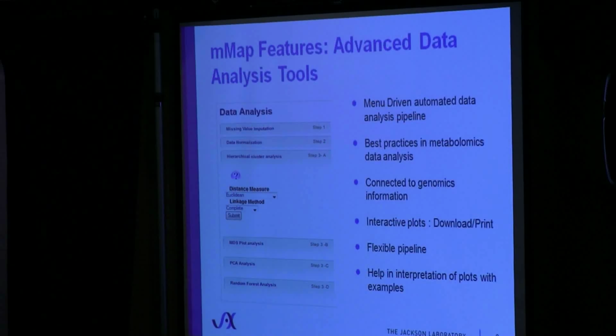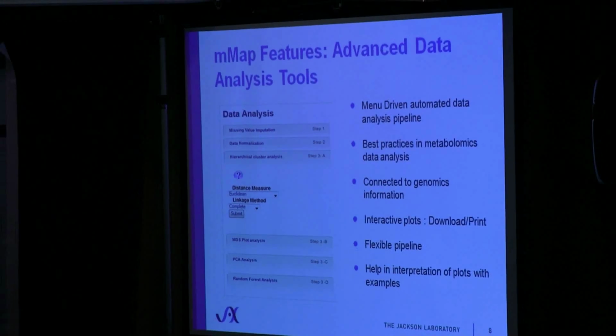Okay. So MMAP Features is an advanced data analysis tool. It's a menu-driven automated data analysis pipeline. It uses best practices in metabolomics data analysis. One of the reasons for the inertia for people to start using a new technology is that they don't know what the best practices are and if their data analysis technique is going to work in metabolomics or not. So this MMAP database actually uses all the best practices in metabolomics data analysis through extensive literature search.